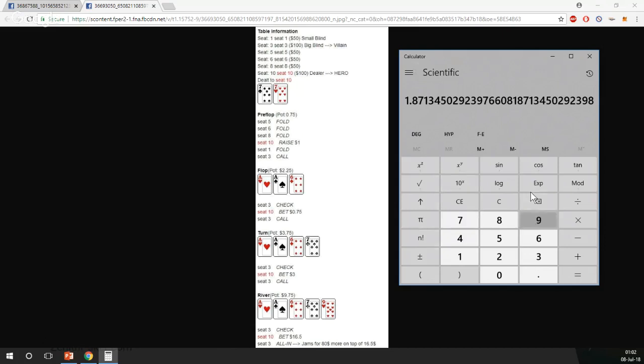Okay, so we can calculate alpha from this. So alpha is going to be 1 over 2.87. Sorry, other way around. 1.87 divided by 2.87. Okay, so it's going to be 0.65. So alpha is 0.65, which means that against this jam, we need to fold 0.65 of our value range to make our opponent's bluffs basically indifferent. So this is not 0.65 of our entire range. This is 0.65 of our value range.